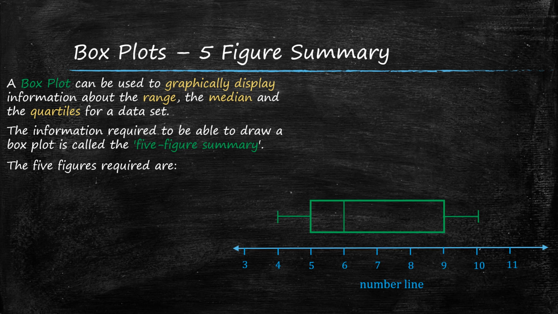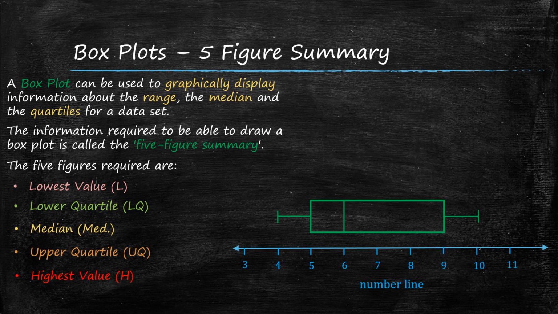So what are those five figures? Well, for the data set, we need to know the lowest value, L, the lower quartile, LQ, the median, med, and the upper quartile, UQ, and the highest value. So to be able to draw a box plot, we need five figures: the lowest value, the lower quartile, the median, the upper quartile, and the highest value.